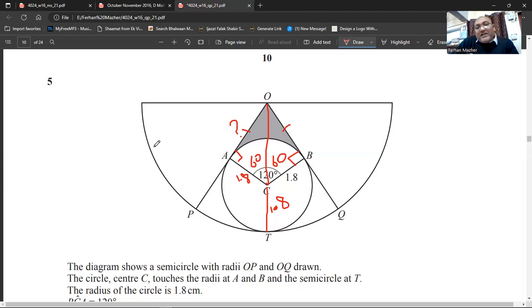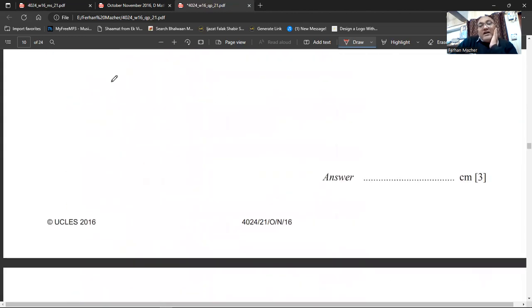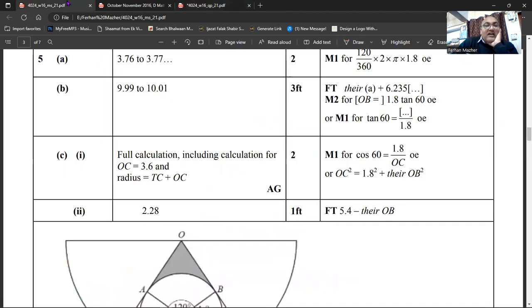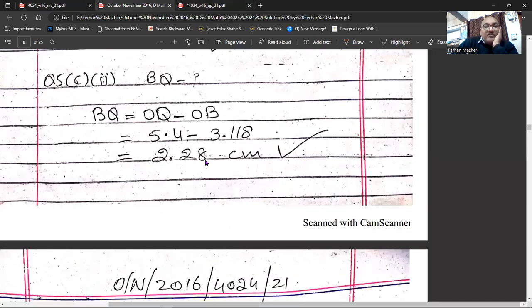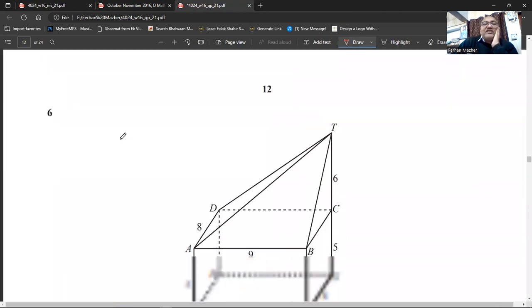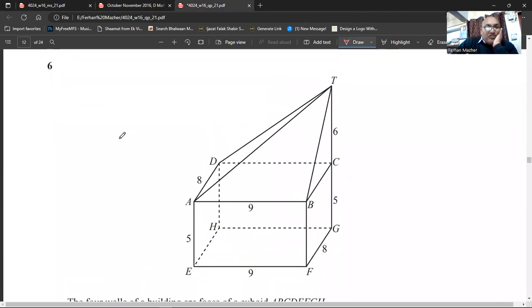So I hope you understand how we found the BQ. I know the OQ, that's the radius of the big semicircle. I know the OB, that's the tangent. From the OQ, I subtracted the OB, so I got the BQ. So I think we are done with question number 5, and the answer is right, 2.28. That's the solution. Okay, so we are going to the next question, and the next question coming up on your screen is question number 6.